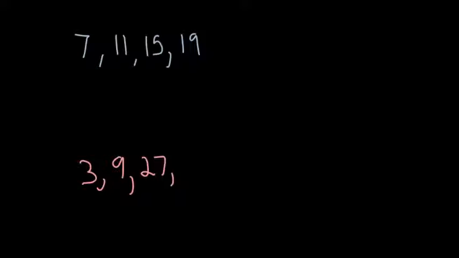So the first one I have there is 7, 11, 15, 19 for our sequence. To get from 7 to 11, I'm adding 4. To get from 11 to 15, I'm adding 4. And to get from 15 to 19, I'm adding 4. So that makes this arithmetic.